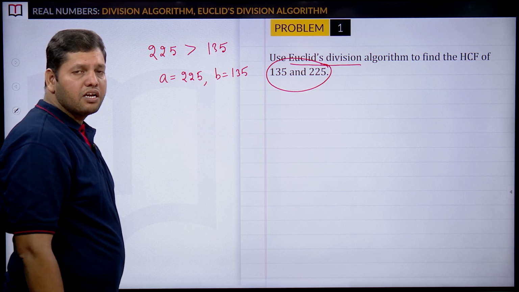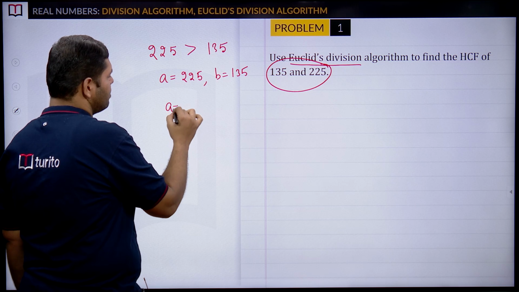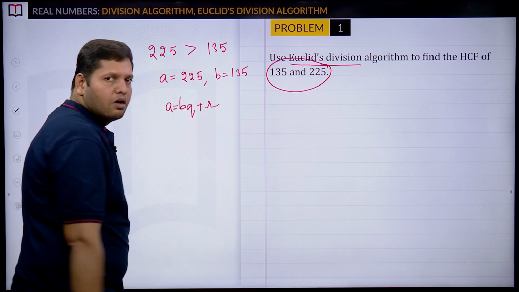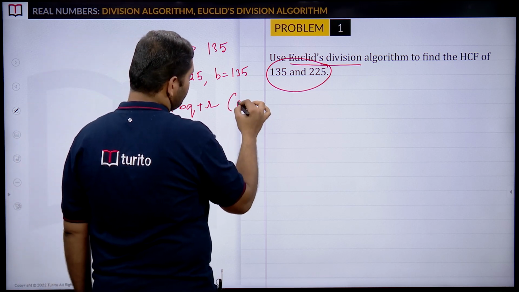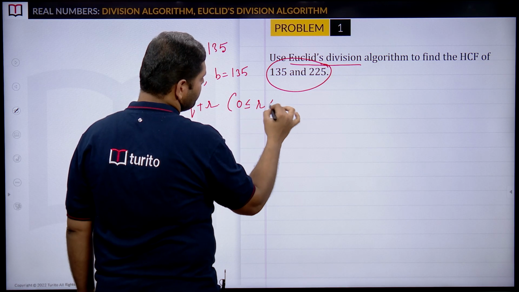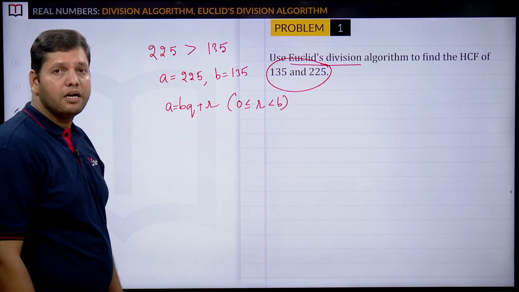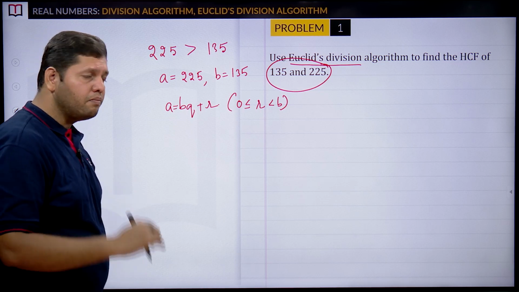And what is the Euclid's division algorithm condition, children? A is equal to BQ plus R. Here R is equal to what? Tell me, what is the condition for R? I told you, R is what? Greater than or equal to 0 and less than B. So it is a condition for what? Remainder. So the remainder is always greater than or equal to 0 and less than B.